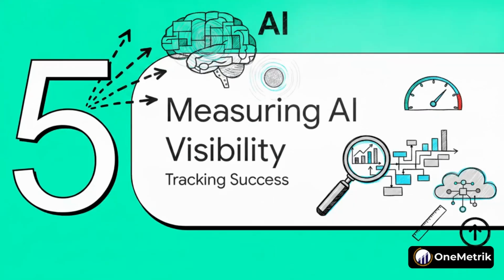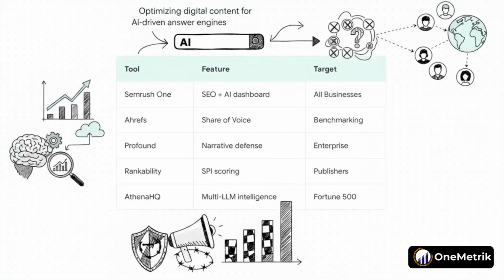Okay, finally Part 5, measuring your AI visibility. How in the world do you track this new paradigm when traditional Google Search Console metrics just don't tell the whole story anymore? To adapt, you need the right tools. Platforms like SEMrush are fantastic because they perfectly unify classic SEO and AI visibility tracking in one single dashboard. Ahrefs Brand Radar is incredible for competitive benchmarking at scale. And if you're an enterprise dealing with complex brand narratives, Profound excels at deep narrative defense and misinformation detection.